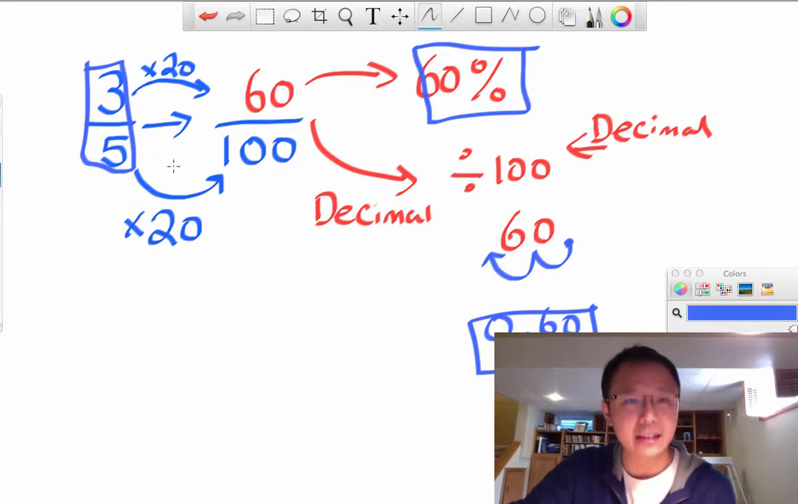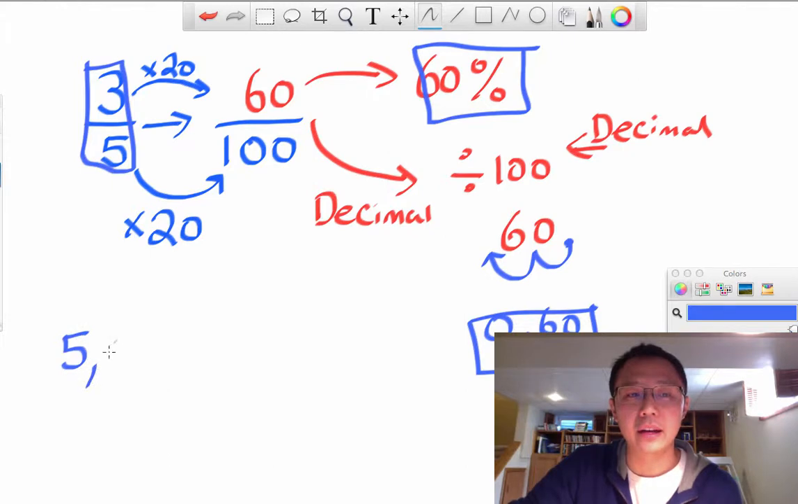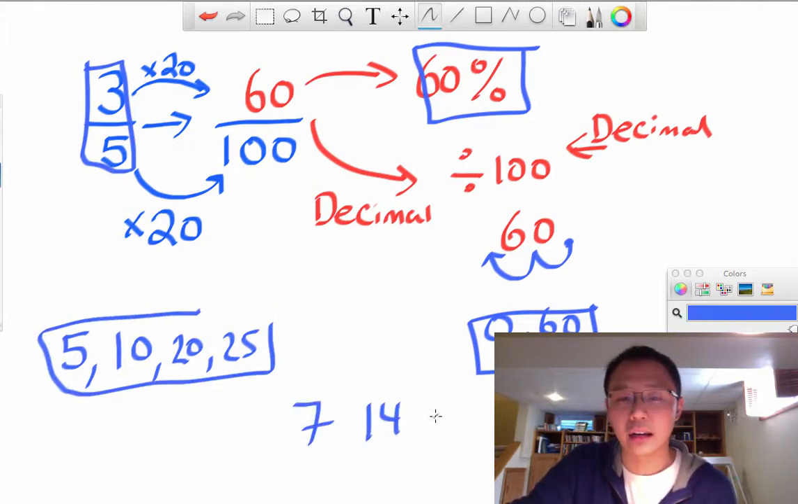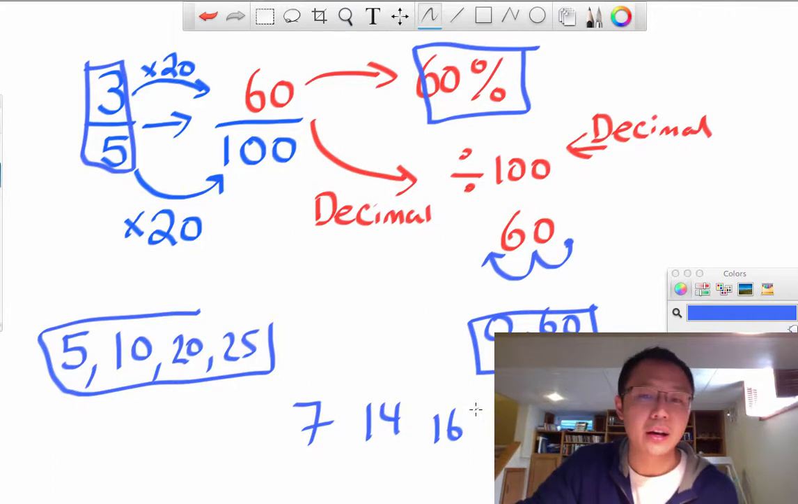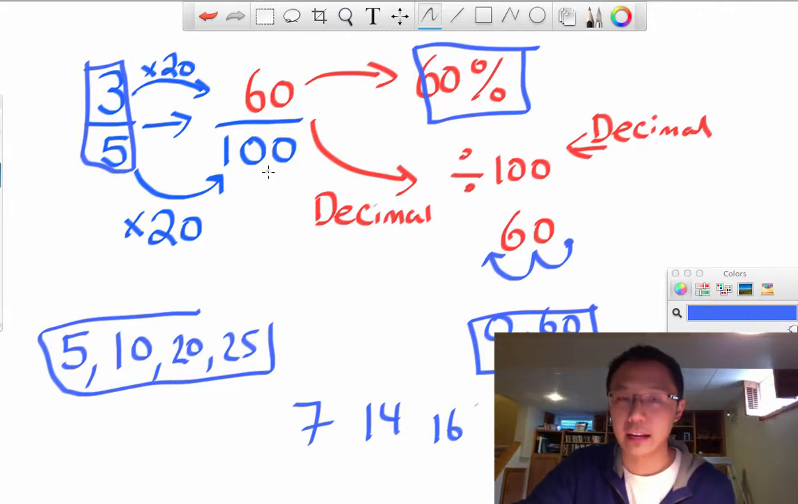So this technique of not using a calculator does not work all the time because not all numbers can go into 100. Basically, if you have multiples of 5, like 10, 15 wouldn't work, 20 would work, and 25. So all these numbers would go into 100. If you have numbers like 7 or 14 or 16, they can't go into 100. That means you can't find an equivalent fraction to 100. So the only way you can figure out the decimal is really just use a calculator.